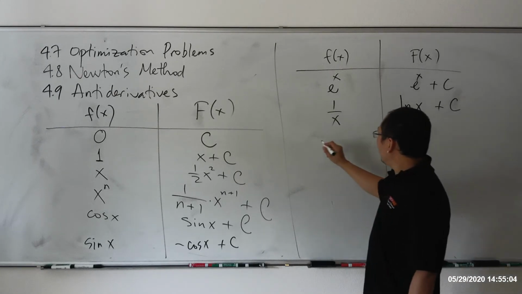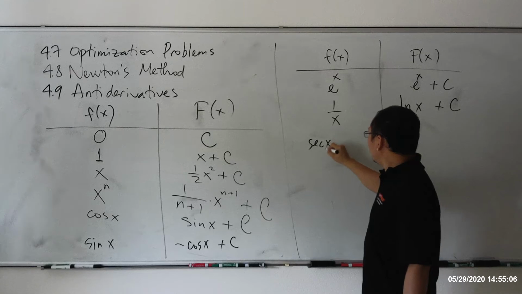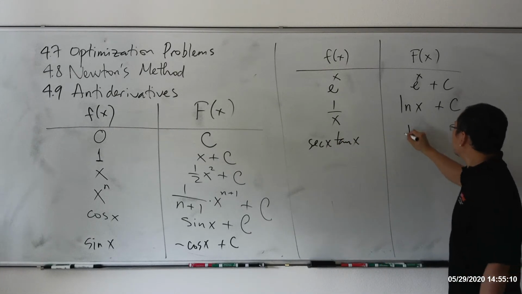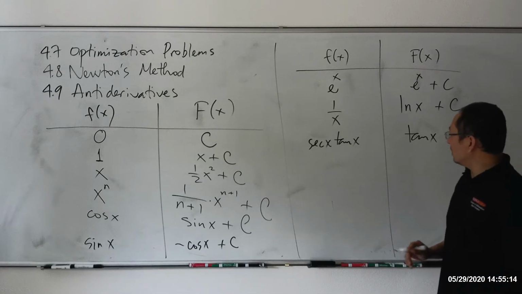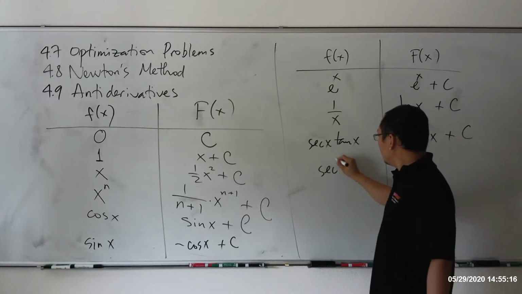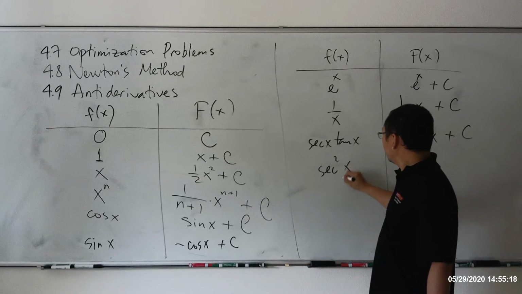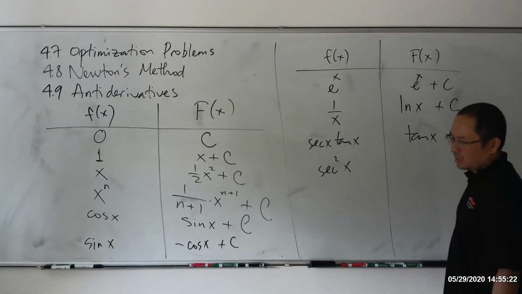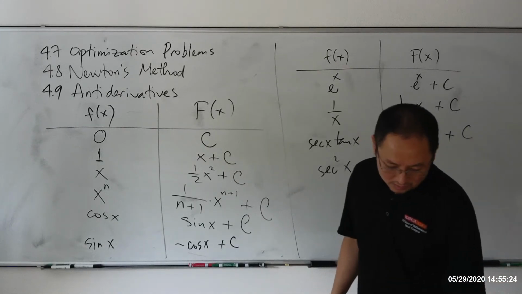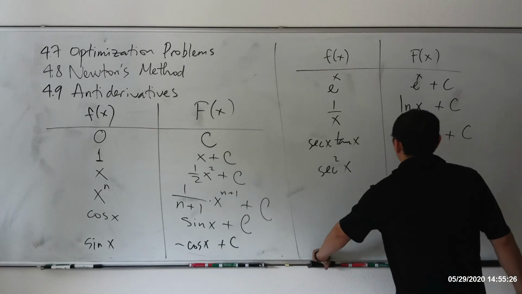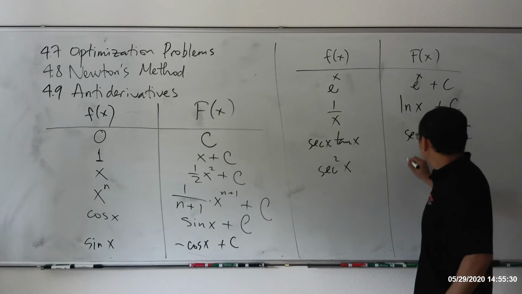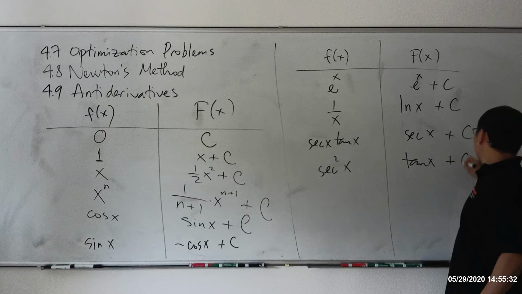What else? If f of x is secant x tangent x, the derivative of tangent x will do the job. Tangent x plus c. Okay? This is secant squared. The derivative of tangent is secant squared. Let me double check. Oh, backward. This is secant x. This is tangent x. Take it back, guys. See, I mess up.